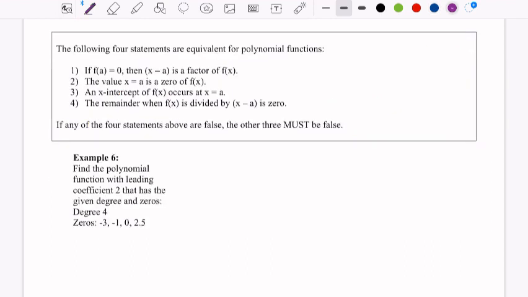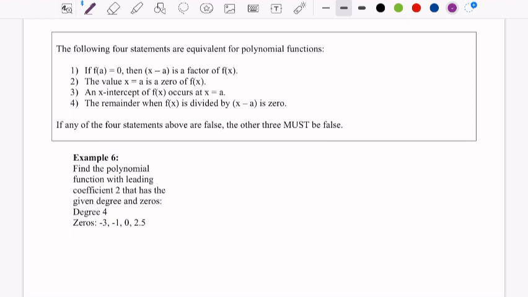Okay, to end this video, we're going to talk about 4 different statements that are equivalent for polynomial functions. We've kind of been alluding to them with some of the other theorems, but we're going to bring it all together here. First, if f of a is equal to 0, then x minus a is a factor of f of x. Second, the value x equals a is a 0 of f of x. Third, an x-intercept of f of x occurs at x equals a. And fourth, the remainder when f of x is divided by x minus a is 0.